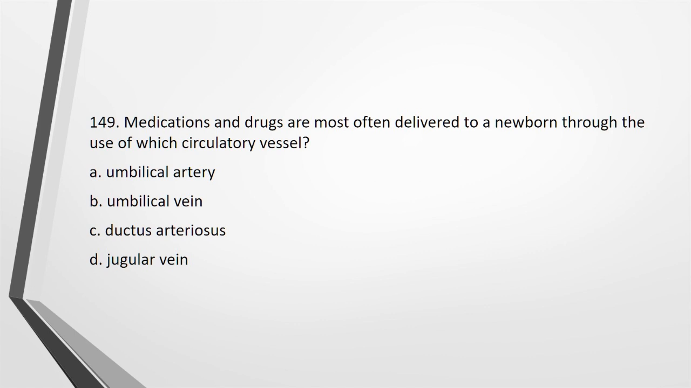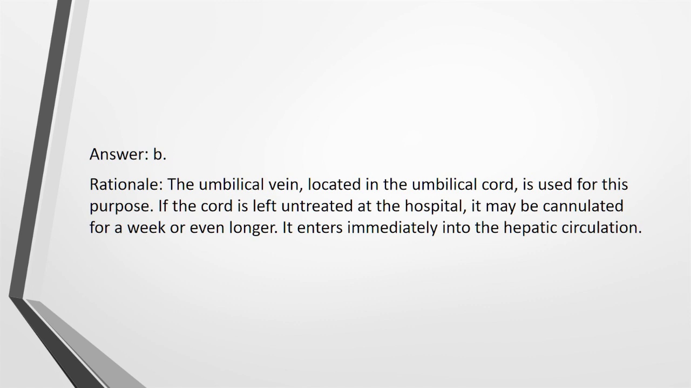149. Medications and drugs are most often delivered to a newborn through the use of which circulatory vessel? A. Umbilical artery. B. Umbilical vein. C. Ductus arteriosus. D. Jugular vein. Answer B. Rationale. The umbilical vein, located in the umbilical cord, is used for this purpose. If the cord is left untreated at the hospital, it may be cannulated for a week or even longer. It enters immediately into the hepatic circulation.